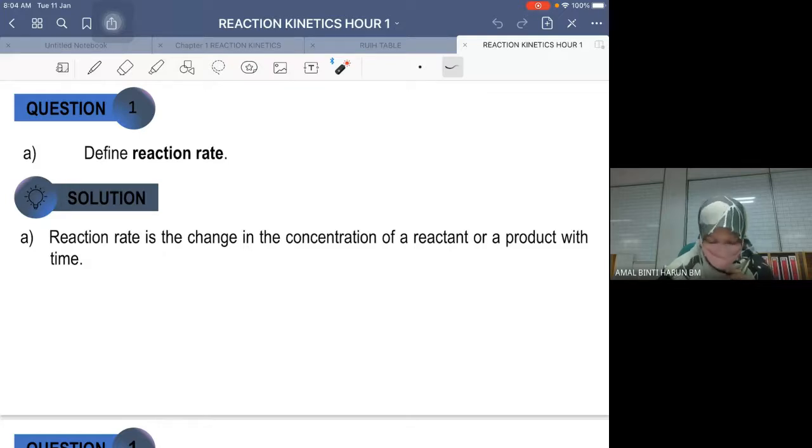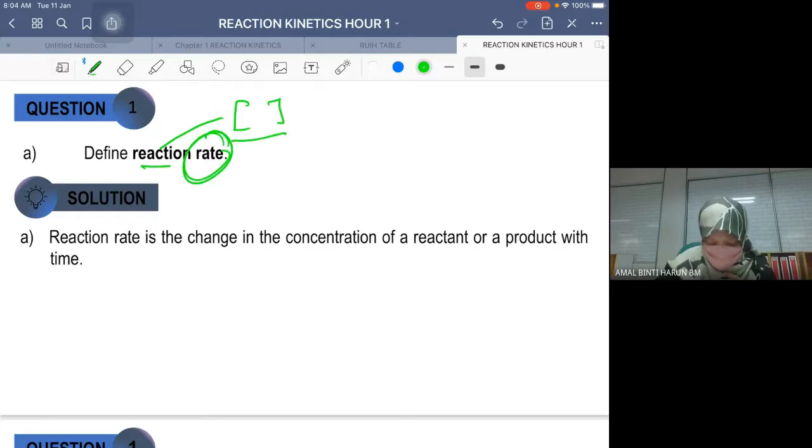Okay, so the first one, kita nak define what is the reaction rate. So kalau kita nampak sahaja rate, kita tahu dia adalah reaction, mestilah refer kepada chemical which has concentration, and then rate we are comparing with the time. So we are referring to the change in concentration of a reactant or a product with time. Okay, so kita fokus kepada reactant lah usually.